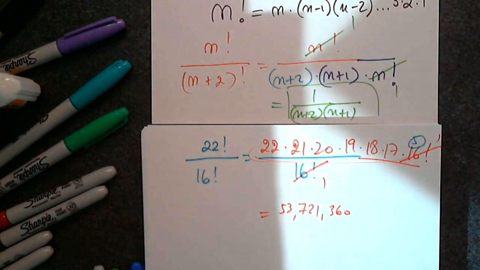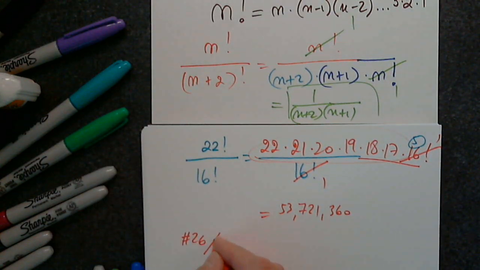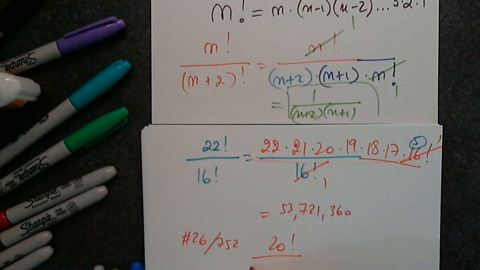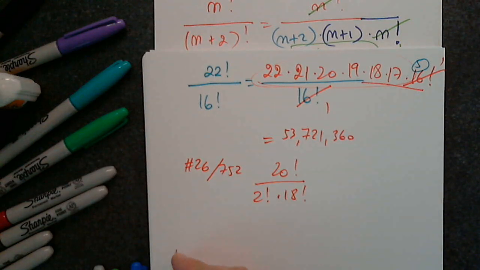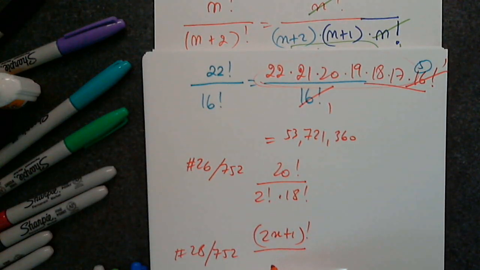Okay, here's another example. Page 752. Let's look at 26, which is 20 factorial over 2 factorial times 18 factorial. And also let's look at 28 on the same page, which is 2n plus 1 factorial divided by 2n factorial.